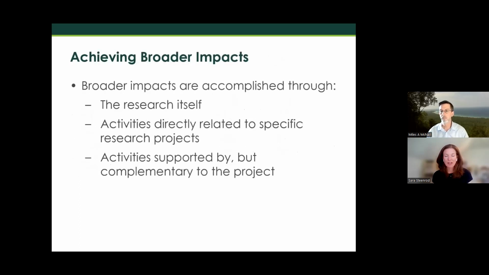So broader impacts can be achieved primarily in three ways. So it can be through the research itself. So depending on your topic, achieving your research objectives may have a direct benefit to society. Second, it can be achieved through activities that are directly related to specific research projects, such as increasing the participation of typically underrepresented groups in the research itself. And third, broader impacts can be achieved through activities that are complementary to the research project, such as developing interactive activities to teach public audiences the fundamental concepts that are behind your research. Next slide, please.